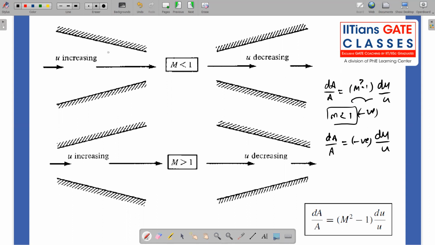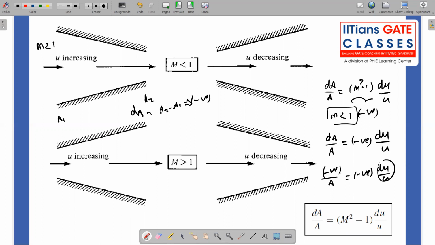Now treat the similar scenario. M is less than 1. I have a converging duct now, so I have an area which is decreasing. That means A2 minus A1, or dA, is negative. So this equation becomes negative divided by A equal to, this is already negative because the Mach number is subsonic, times du by u. To make this part negative, this has to be positive. If this becomes negative, then negative of negative becomes positive.